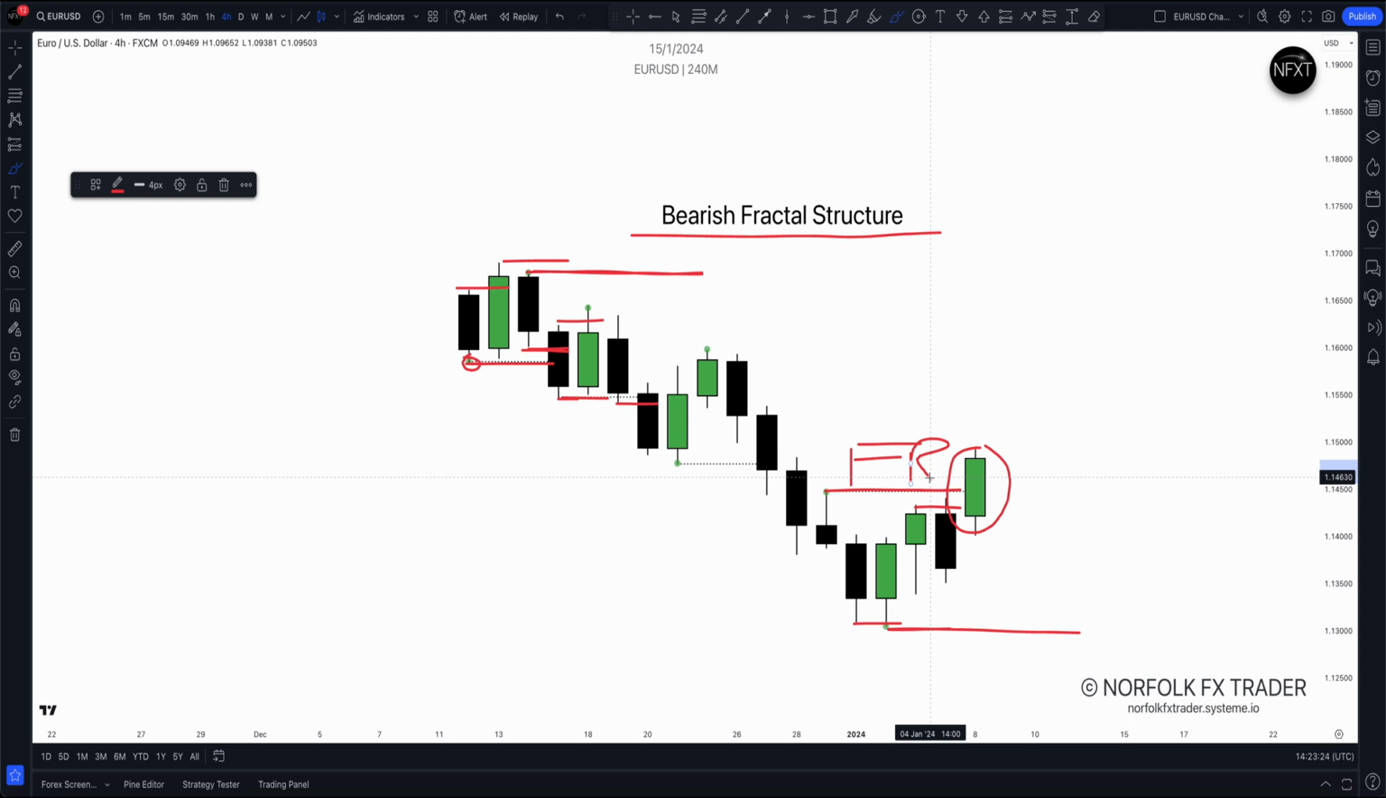Now, when we use this type of fractal structure with a fractal reversal, we're mainly going to be looking at it on a pullback against the trend or with entry with the trend. It's best used with entry with the trend, understanding the use of multiple time frame analysis, swing and internal structure, and combining it all together.